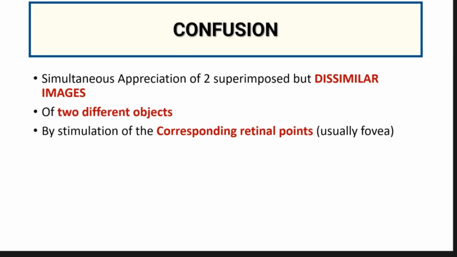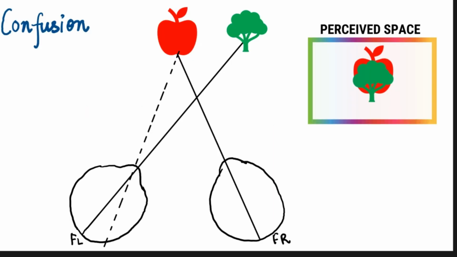First is confusion. So let us try to understand this. What is meant by confusion? Now, I hope you know what is meant by corresponding retinal points, right? We know that the fovea of two eyes are actually corresponding to each other, right? So, whenever two superimposed but dissimilar images of two different objects obviously are projected onto the fovea, which are corresponding retinal points of the two eyes, then you get confusion. Okay, so let us see what it is.